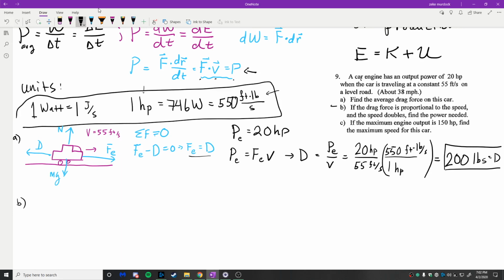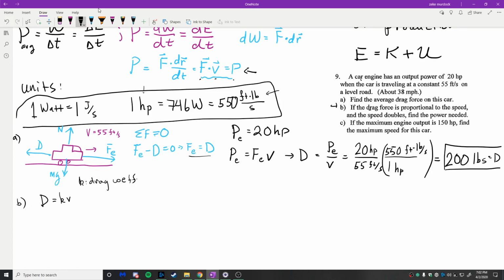Part B says, if the drag force is proportional to the speed and the speed doubles, find the power needed. Drag force being proportional to velocity means that we can write an equation like this. Drag is equal to some constant K, we could call it the drag coefficient if you want to. The drag equals K times V. That's what that means. When it says drag is proportional to speed, that means you can make an equation: drag is equal to the speed multiplied by some kind of proportionality constant.